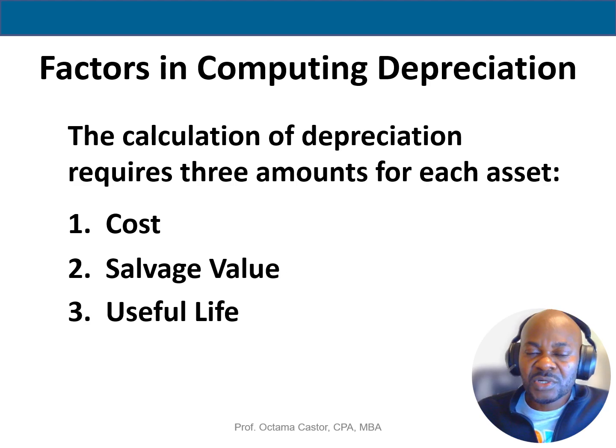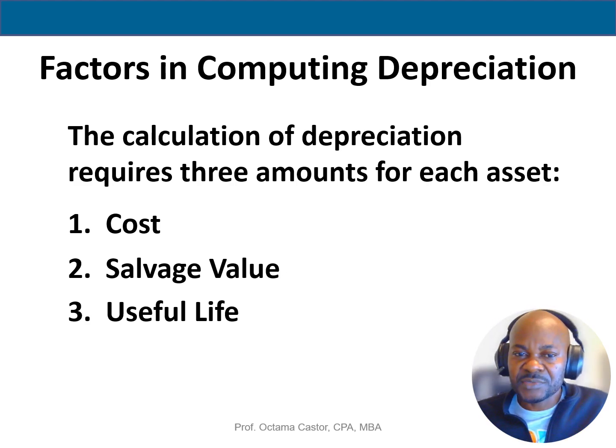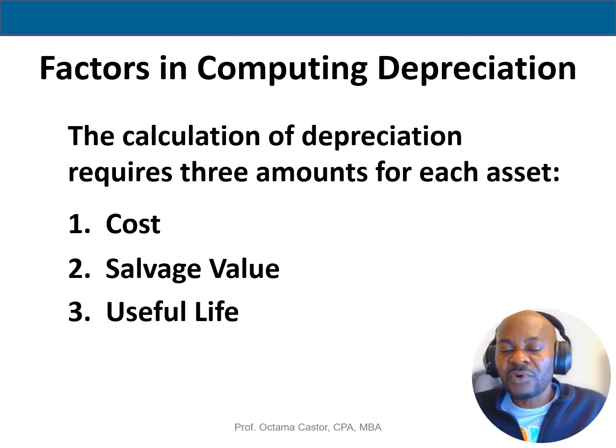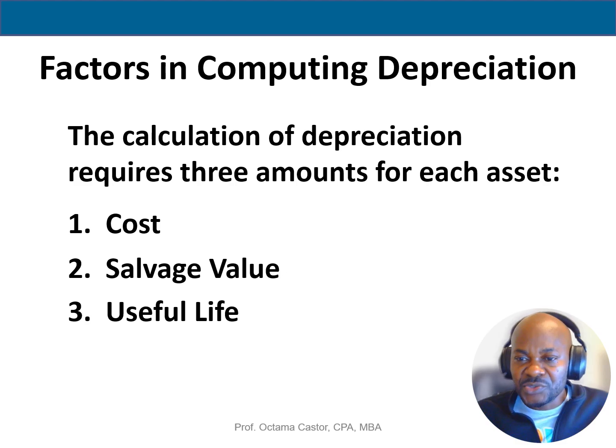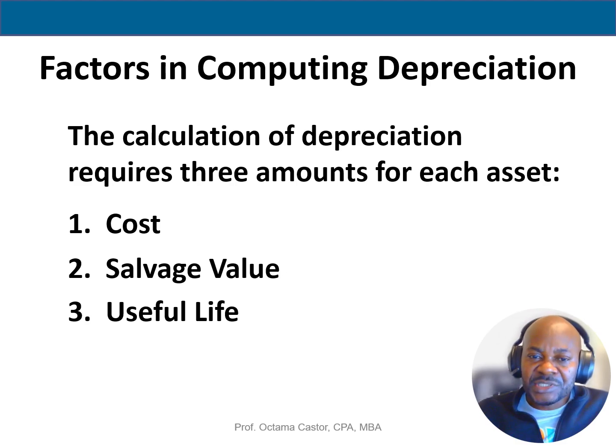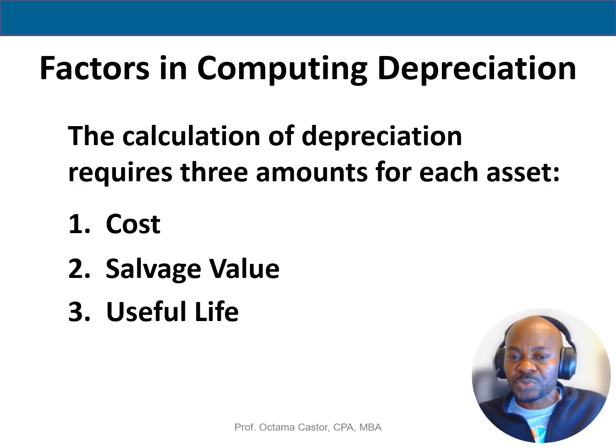What are some of the factors to consider when you calculate depreciation? The first one is cost. We have cost of the asset. The cost of the asset consists of all necessary and reasonable expenditures to acquire the asset and prepare it for its intended use. If you have to pay, for instance, the transportation cost, any programming cost, any insurance while the asset is being transported to your place of business, these are considered part of your asset cost. So you need to include those in the calculation of depreciation.